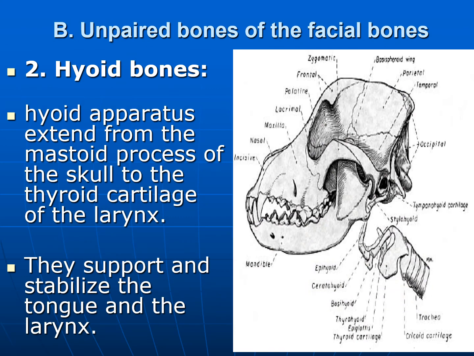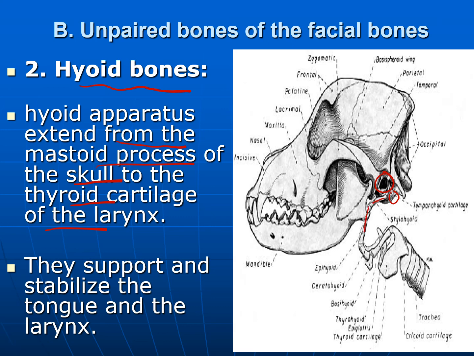The last unpaired bone we have is the hyoid bone. Usually we call it the hyoid bones, because they consist of several bones, but they are still considered part of the unpaired bone. This bone extends from the mastoid process of the skull to the thyroid cartilage of the larynx. You see this area here, this is the external acoustic opening, and just caudal to it is the mastoid process.